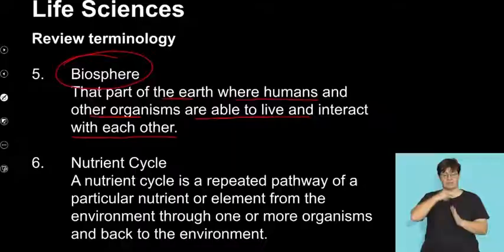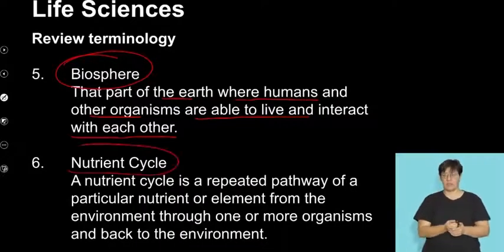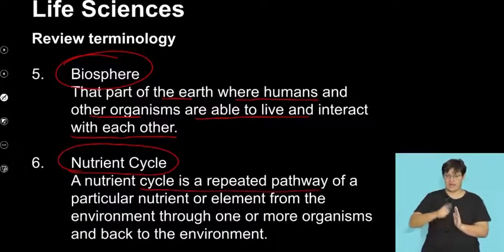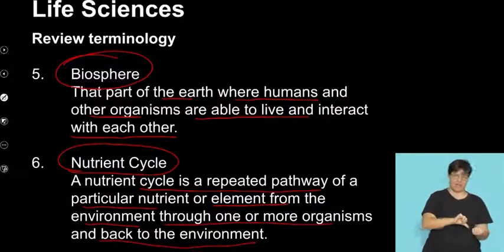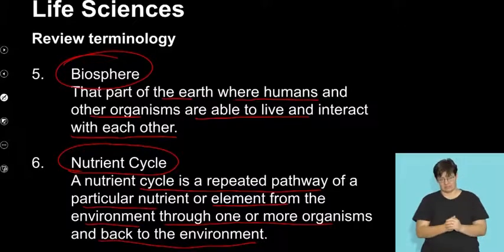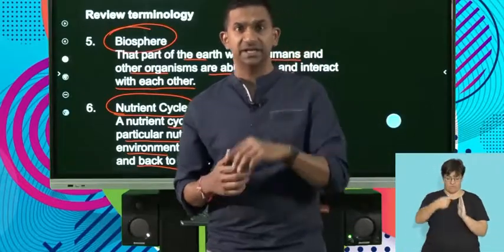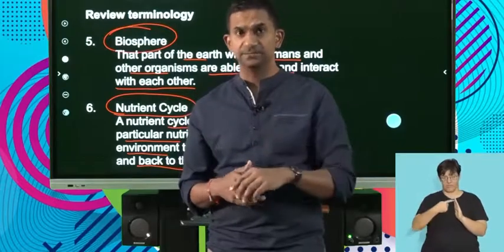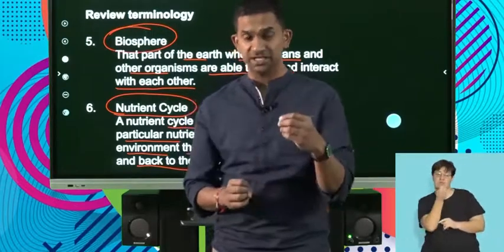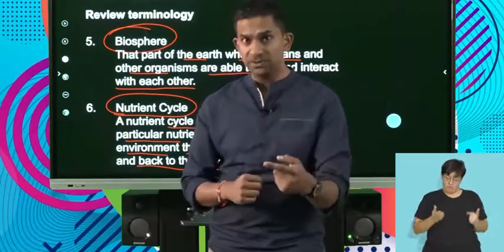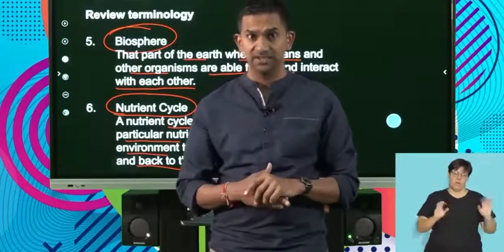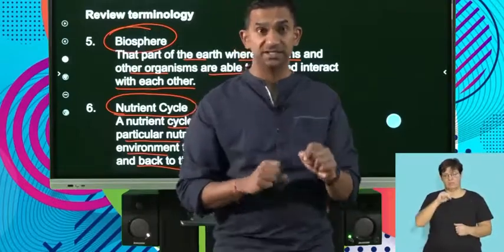The nutrient cycle, as I mentioned, refers to a repeated pathway of a particular nutrient or element from the environment through one or more organisms and back to the environment. When we talk of a cycle, it refers to movement in a continuous process. In this case, we're going to look at nutrients and how they are cycled through the environment, through the living components and the non-living components. Hence, we refer to them as the nutrient cycle.